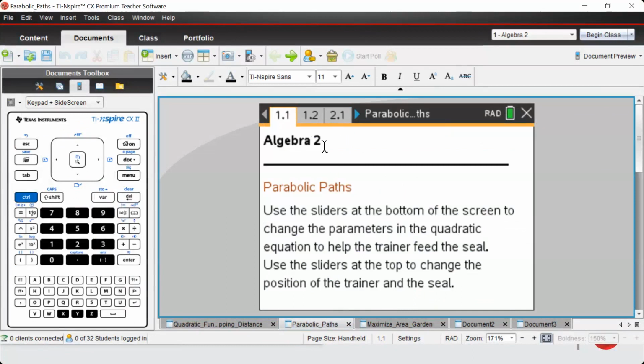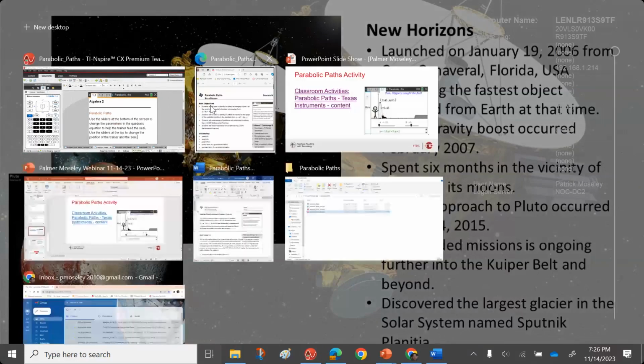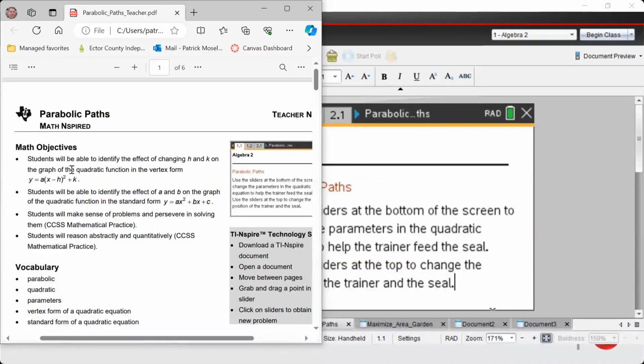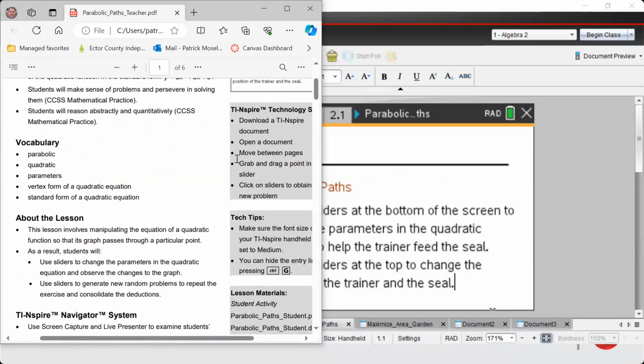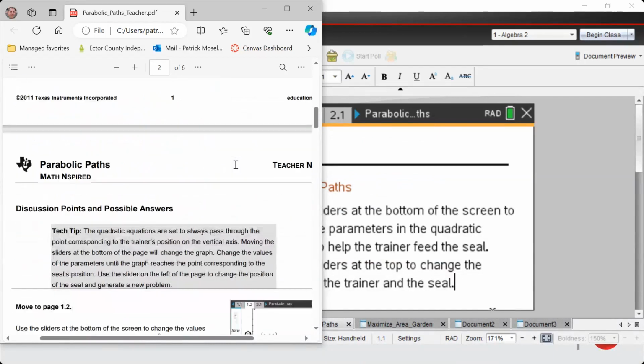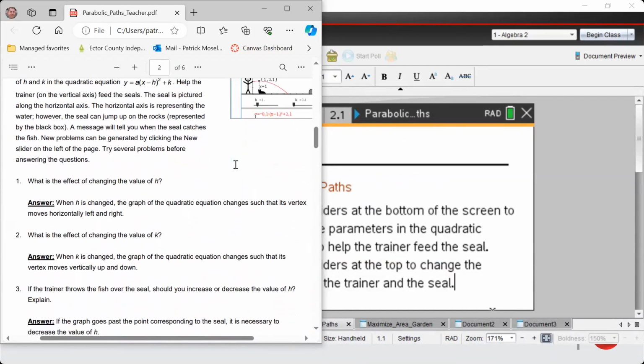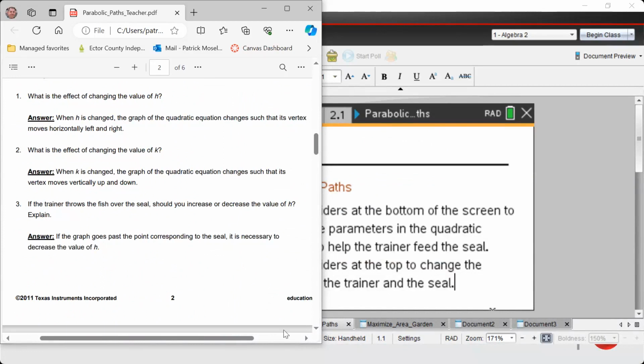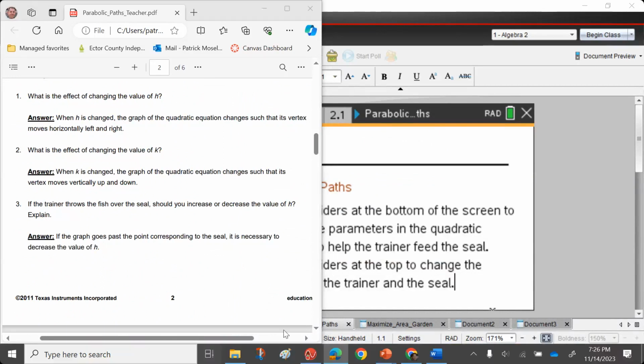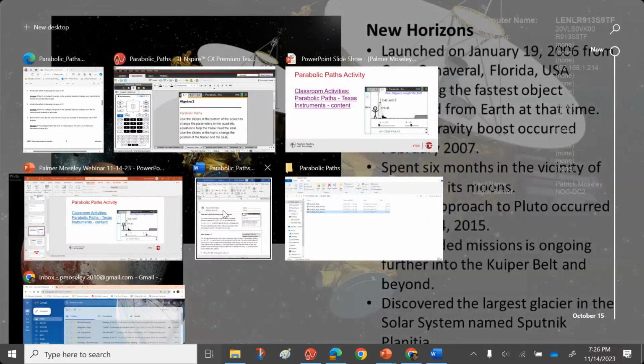So we have the activity, you send it out to your students. We have the teacher document that Daniela has gone over, the objectives, the tech tips. Nice thing also about this, it's actually your answer key too. So to give you an example of what we're looking at.